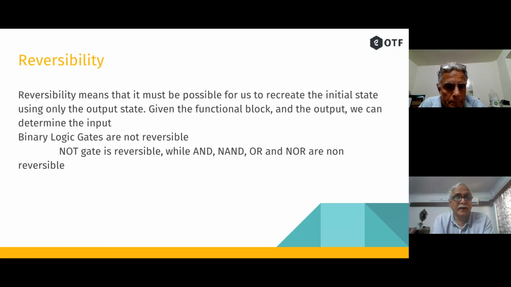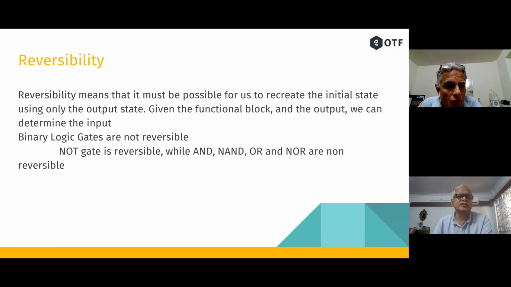Now, binary logic gates are not reversible. For example, take an AND gate. The moment you say that the AND gate output is 0, you cannot determine whether this is because both inputs were zeros or only one of them was a 0, and if so, which one. You cannot really determine that. That is the reason why we say that binary logic gates are non-reversible. So we are going to use quantum gates, and every quantum gate is modeled to be reversible.